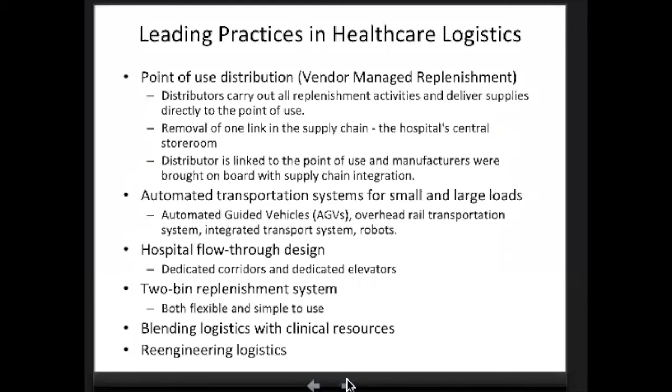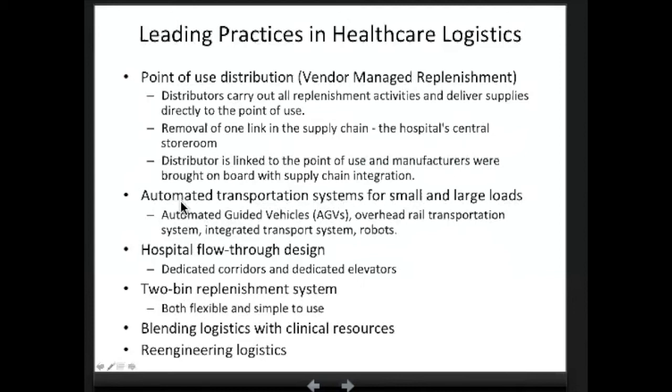The article emphasizes some of the leading practices in healthcare logistics. One is vendor managed replenishment, where distributors carry out all replenishment activities and deliver supplies directly at the point of use. This is happening in many healthcare organizations. In fact, the case study for this week has some aspects related to vendor managed replenishment. By doing this, you avoid one of the links within the supply chain, the hospital storeroom, and that helps in reducing potential inefficiencies.